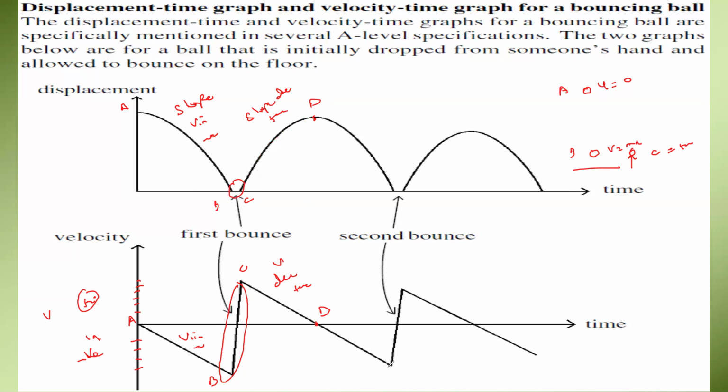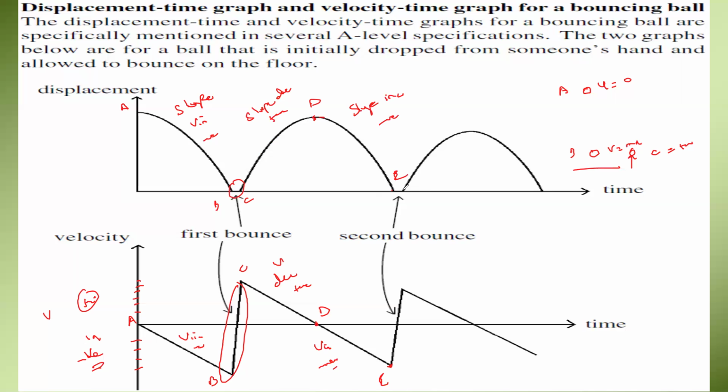Then from D to E, what will happen? From D to E, as you can see, what happened to the value of the velocity? The value of the velocity is negative and it is increasing. So what should happen to the slope? The slope should be increasing and negative. So how do we represent an increasing slope that is negative? Again, a similar graph. So that is what happened from D to E.